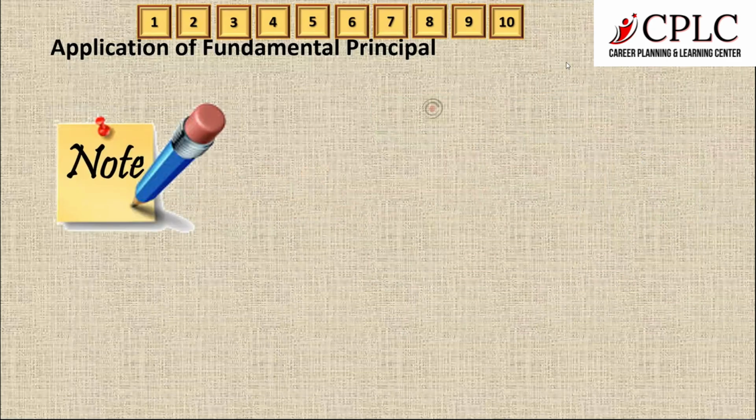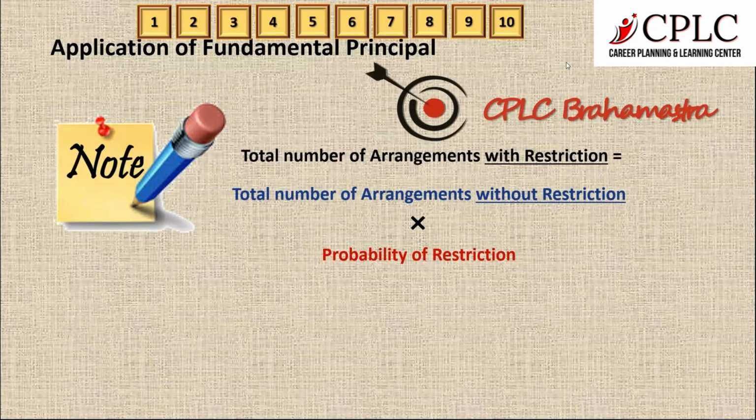Moving to the next question. Before that, over here, the total number of arrangements with restriction is equal to total number of arrangements without restriction into probability of restriction. So this is an important formula.